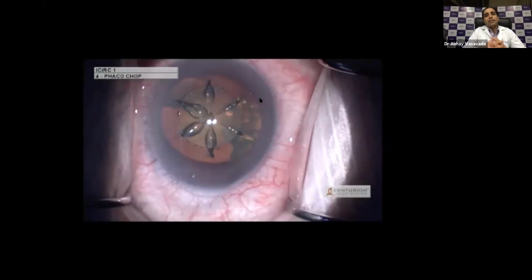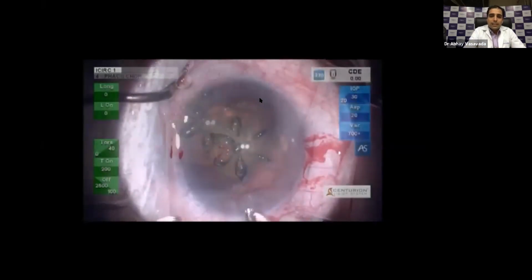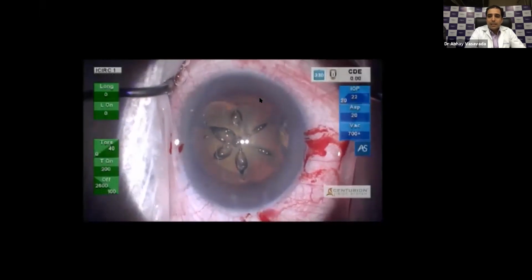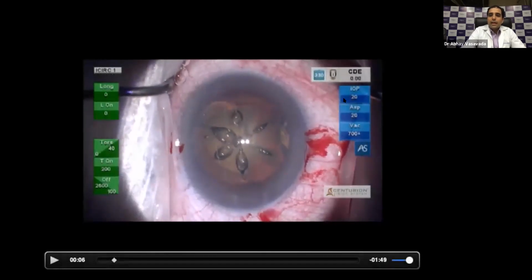And the other problem is that because the scleral rigidity of these eyes is so low, the chamber sometimes becomes very deep in spite of all the fluidics that you use. So this is a case of a black cataract, and notice the parameters here. We have reduced the IOP to 20, the lowest IOP, which is equivalent to a bottle height of about 30 centimeters. The flow rate is once again, like I said, only 20, but with a maximum vacuum that is required to hopefully chop this nucleus.